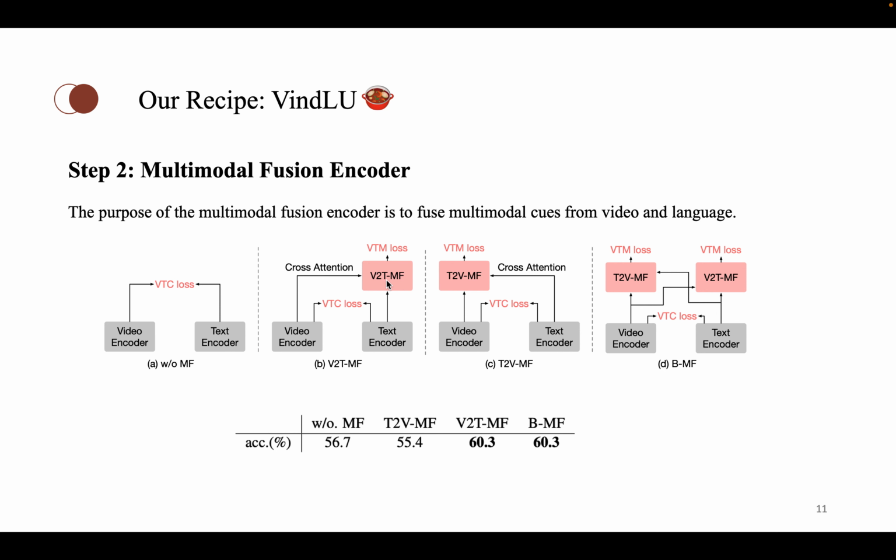Step 2 is to add a multimodal fusion encoder. The purpose of the multimodal fusion encoder is to fuse multimodal cues from video and language. We tried several implementations of the multimodal encoder. The V2T multimodal fusion injects video information into text by cross-attention. The T2V multimodal fusion injects text information into video. And the bidirectional multimodal fusion combines the V2T and T2V.